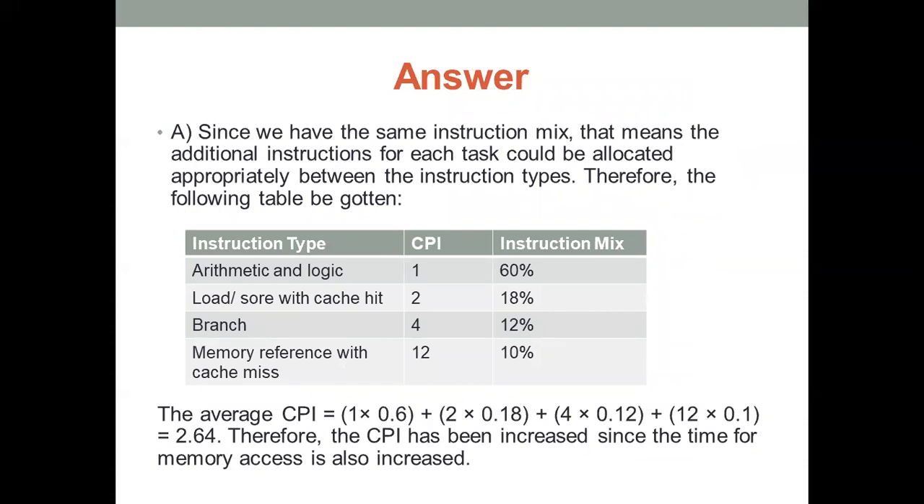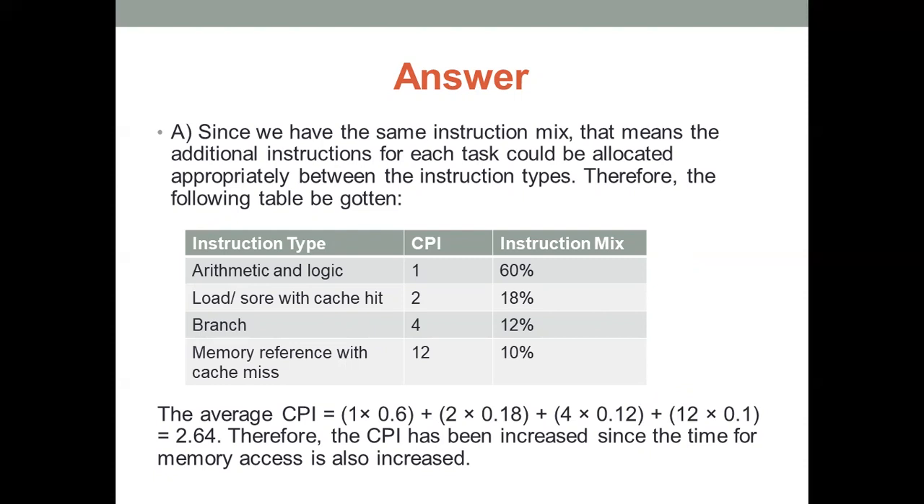So here is the answer. Since we have the same instruction mix, that means the additional instructions for each task could be allocated appropriately between the instruction types. Therefore, the following table is obtained. For instruction type arithmetic and logic, CPI and instruction mix are 1 and 60%, load store with cache hit is 2 and 18%, branch is 4 and 12%, memory reference with cache miss is 12 and 10%.